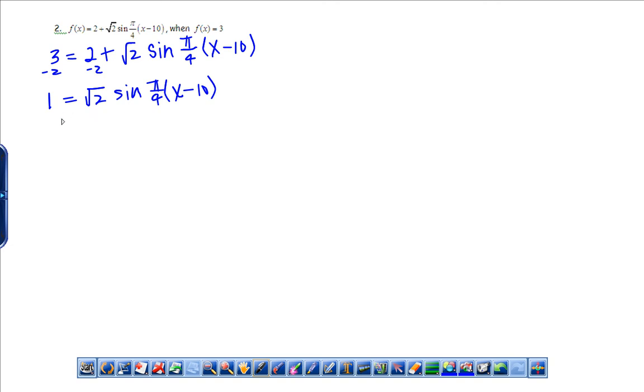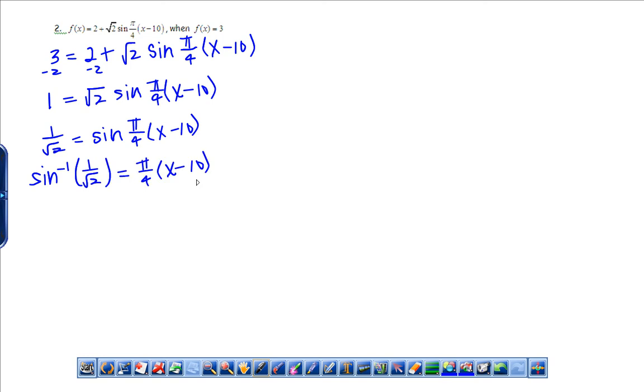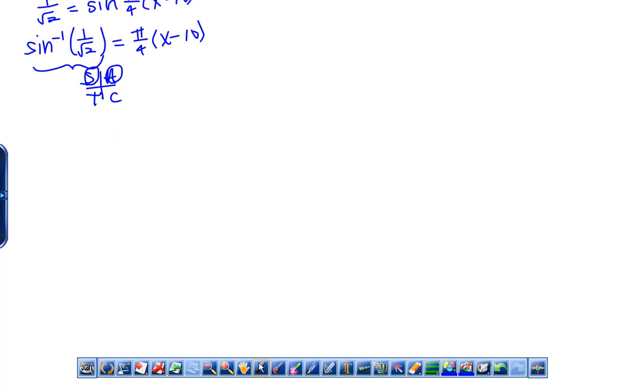Let's divide by root 2. Let's go ahead and move the sine over. Remember, when you bring it over, that becomes arc sine. Now at this point, you should get your general solutions. So I want to know where sine is going to be positive. It's positive in these two quadrants. Okay, so I'm coming up with two general solutions. One is going to be in the first, one is going to be in the second.